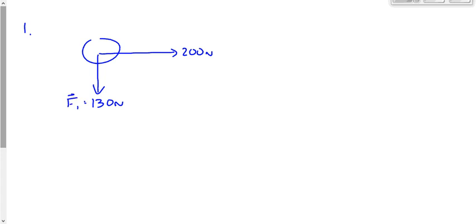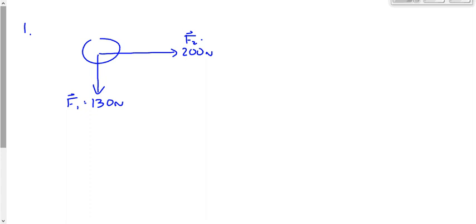We're going to take a look at worksheet number 14 here on our two-dimensional forces. We start off with question number 1, where we have an object like this. Don't even know what the mass of it is, but it doesn't matter. Being pulled downward with a force of 130 newtons and being pulled to the right with a force of 200 newtons. We're going to call this force right here F1, and we're going to call this force here F2.